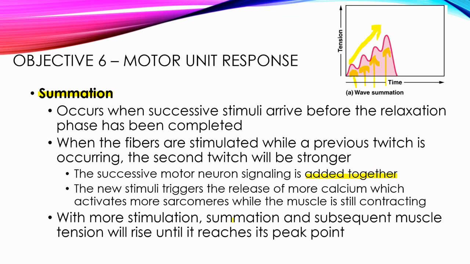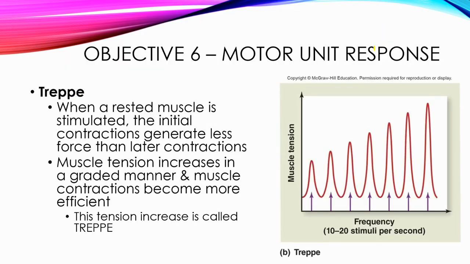And then with more stimulation, summation and muscle tension are going to rise. Now there is going to be a max point where it can't really go any higher, but by adding those forces together and by adding those stimuli together, we're going to see an increase in that muscle tension. So a couple examples where you can see this is something called treppe, and this literally means steps, and so you can kind of see the stepping in that graph.